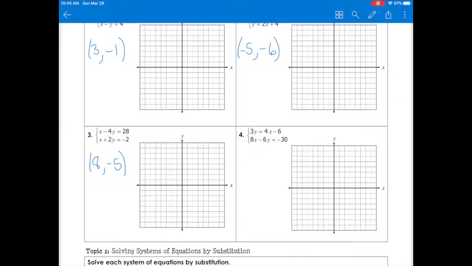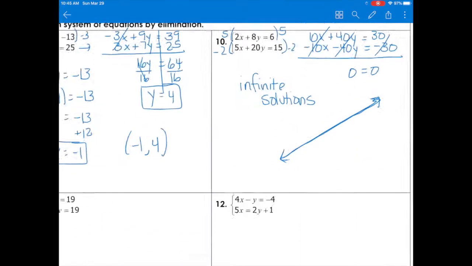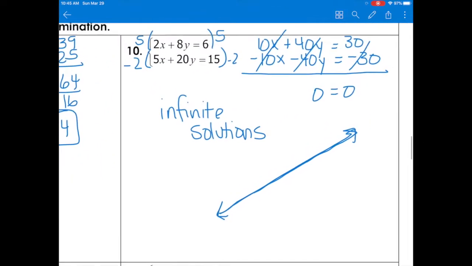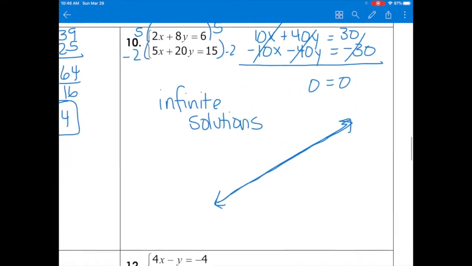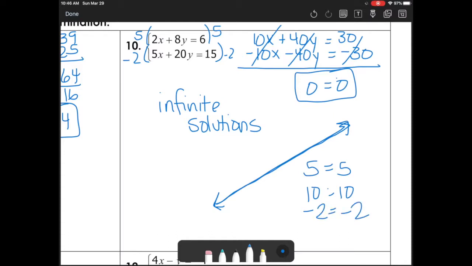All right, so there you go. That's how you recognize infinite solutions. Remember from back in the way back, it's when you have at the end of your equation a number equals itself. And it didn't have to be 0. It could have worked out being 5 equals 5 or 10 equals 10 or negative 2 equals negative 2, however it works out. Okay, let's go to number 11.